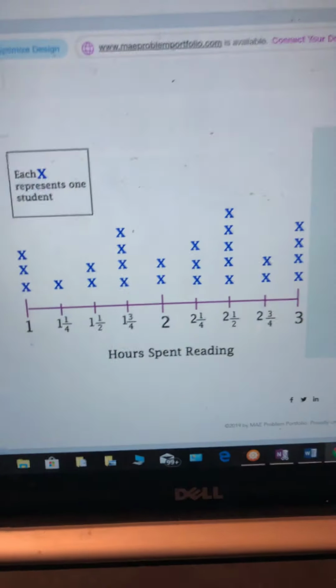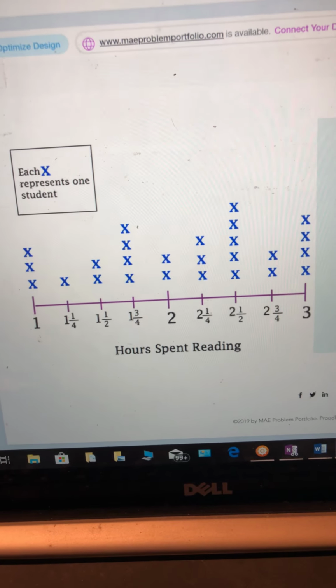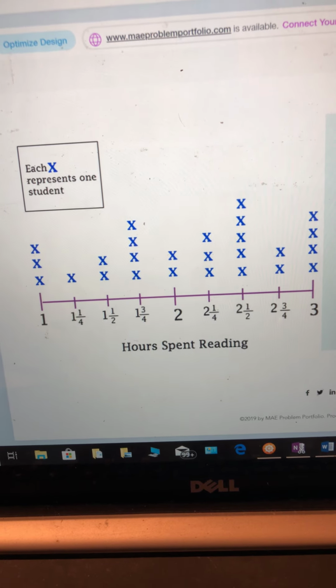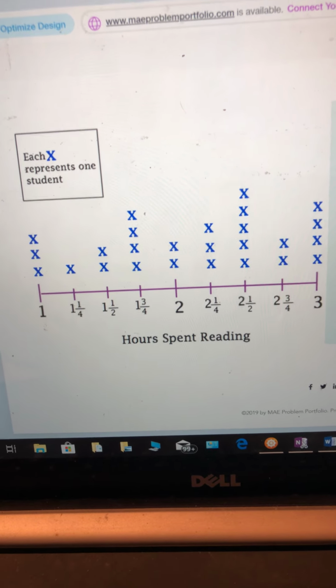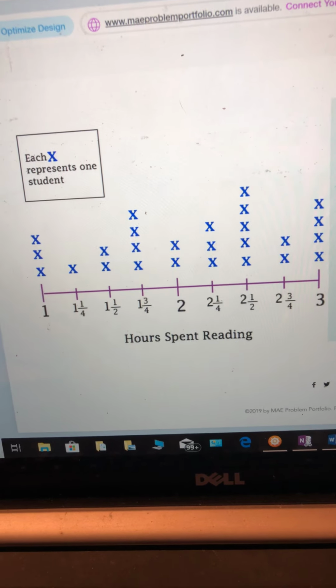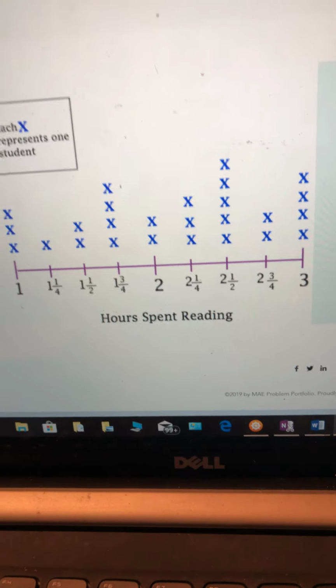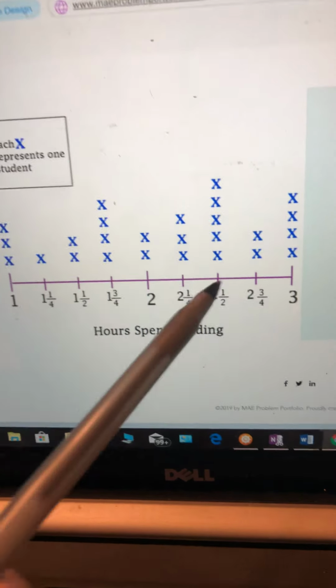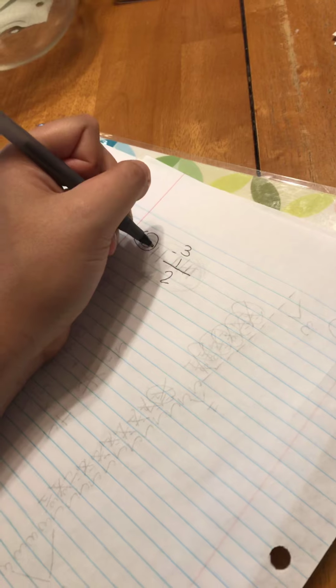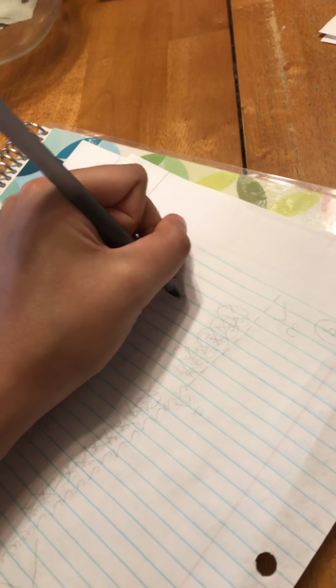For the next part, they want to know what the difference is between the most number of hours read and the least. And then they want to know, for the last part, what the difference is in minutes. So first we need to find the difference between the most number of hours and the least. The most number of hours is 3, and the least number of hours is 1. So that's simple. 3 minus 1 for that first part is 2. The difference between the most and least hours read is 2 hours.